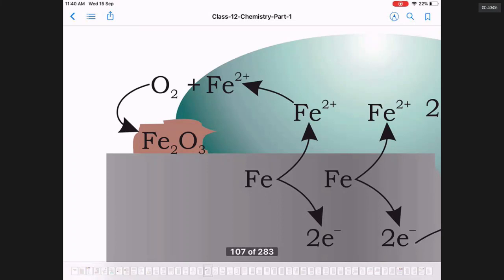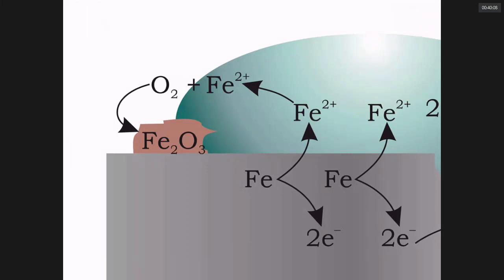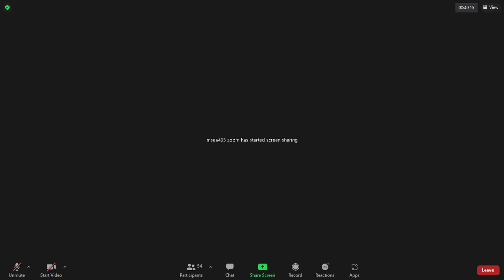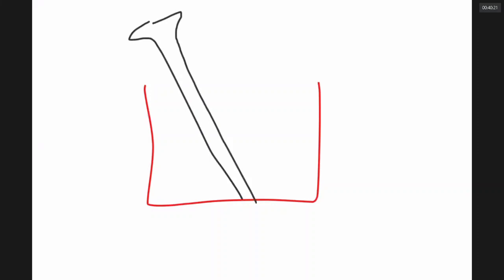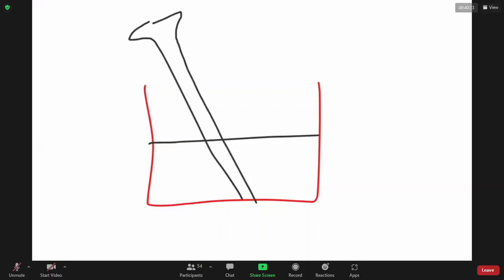There is an interesting question, sir. Look at this question. Let us investigate the answer. Somebody has taken an iron nail, and the iron nail they kept like this in a beaker, and they poured acidified water.